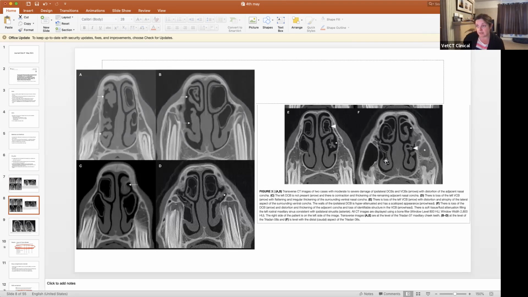This is looking at the distortion or destruction. So they would grade as moderate to severe, not that they graded them in this study. This is, let's see, absent left dorsal conchal bulla.